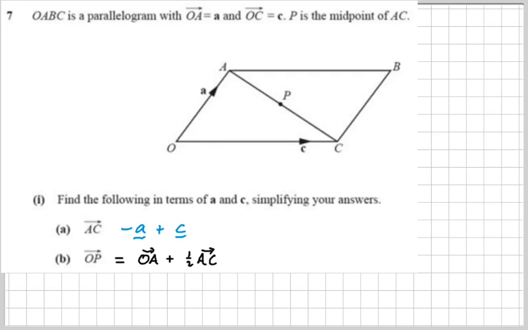Great, because since we know O to A and we know A to C, we can just substitute our expressions in for those. So O to A is little a, and A to C is our answer to part A. And then it does say simplifying our answers, you should always do that automatically anyway. Simplify that and we get that expression there, which you could factorise the half out of if you wanted to.